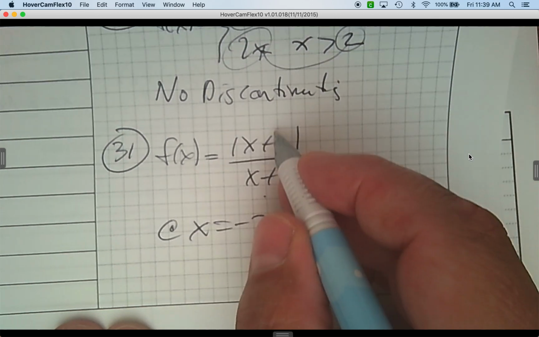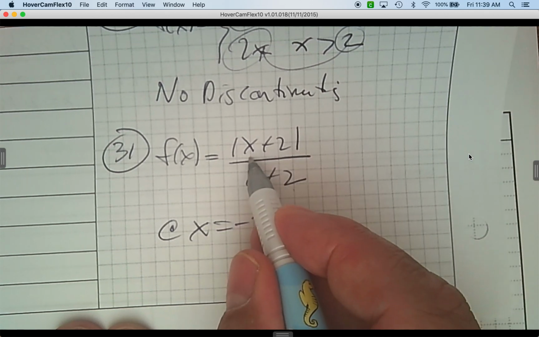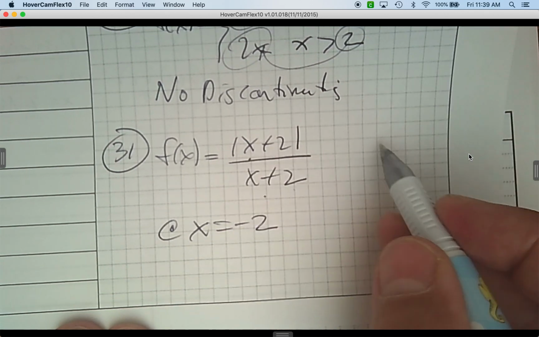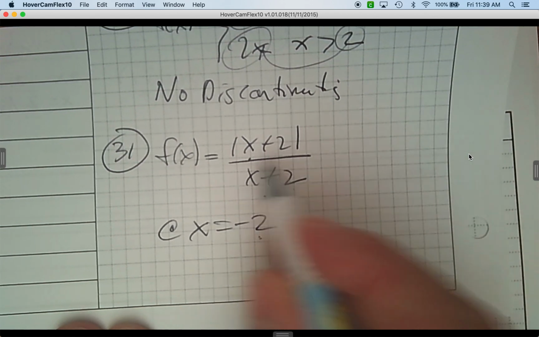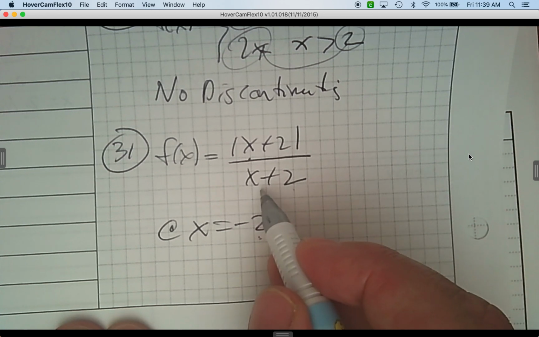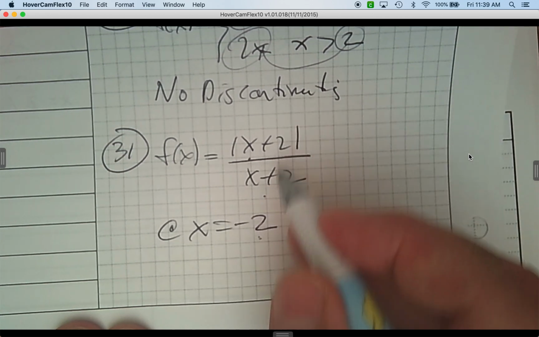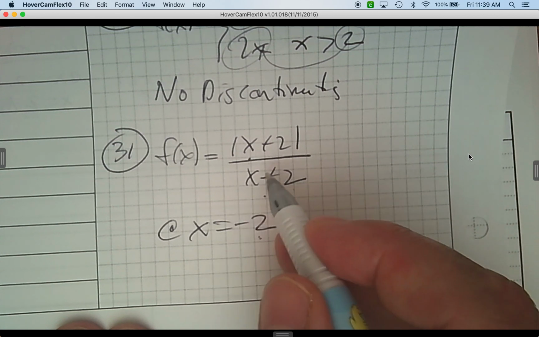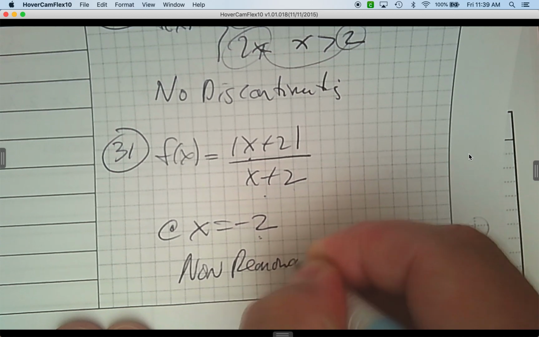And for this type of function, absolute value over here, when I plug in a number bigger than negative 2, the answer is positive 1. If I plug in a number smaller than negative 2, like negative 3 or negative 4, you get an answer that's negative 1. So on one side is positive 1, and then it jumps to negative 1. So this is non-removable because the limit does not exist.